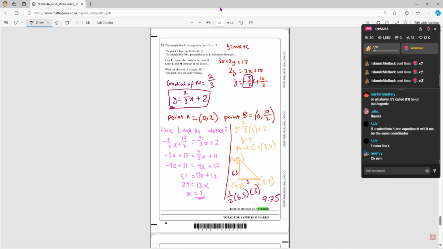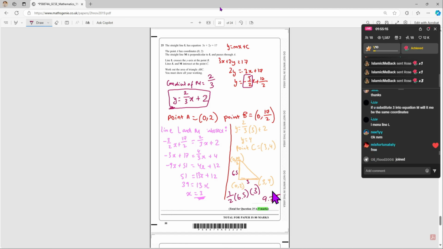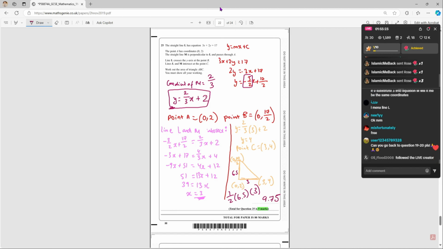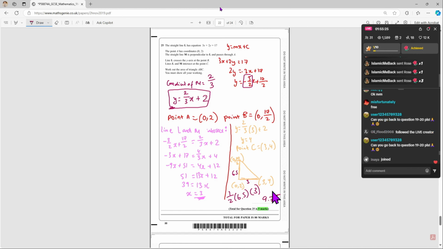So the process might be long, but you just need to find the equations, substitute them in, find the equation of line M, find the 3 points, draw them out visually, and then you can find the area, okay? Find the area.